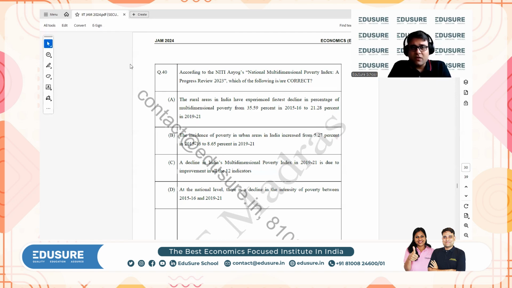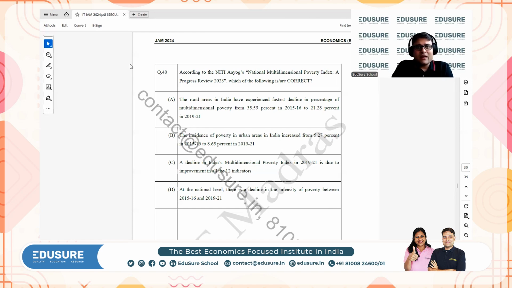So the percentage numbers are incorrect, but definitely the rural areas have actually seen a faster decline in the multidimensional poverty index, which basically comprises three factors. Here the percentages are incorrect, and hence I cannot mark this as the correct answer. Let's take a look at D. The statement that the incidence of poverty in the urban areas has increased from 5.27 to 8.65 is incorrect. The incidence of poverty in the urban areas has also decreased. It has not increased.